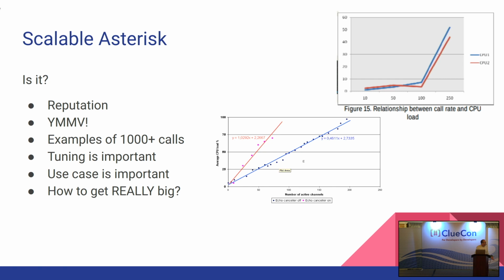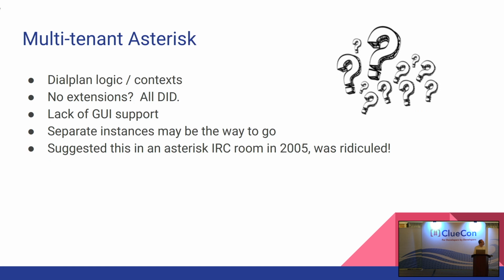Now, we do have some people that have said they've got 1,000 simultaneous calls running through Asterisk on the appropriate hardware. I don't think it's a good design for us to try to do that. We wanted to find something that was maybe not requiring so much tuning, that just ran by itself, right, without all of that. So multi-tenant Asterisk.